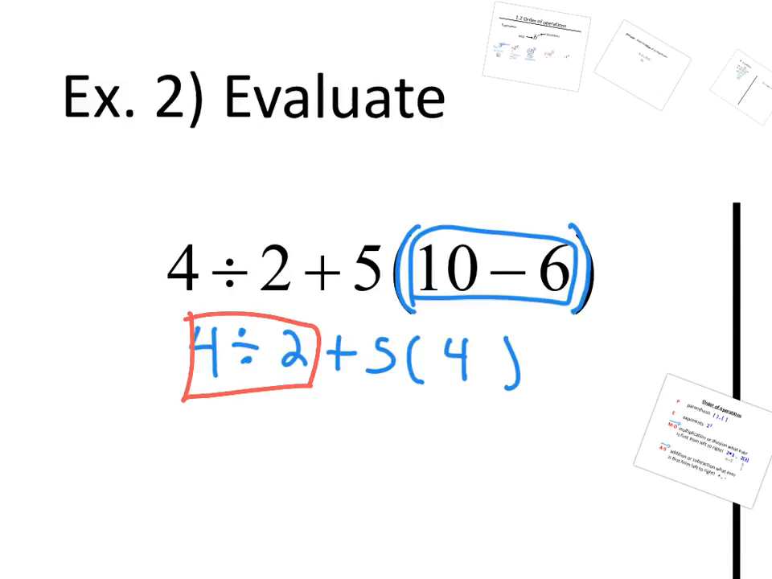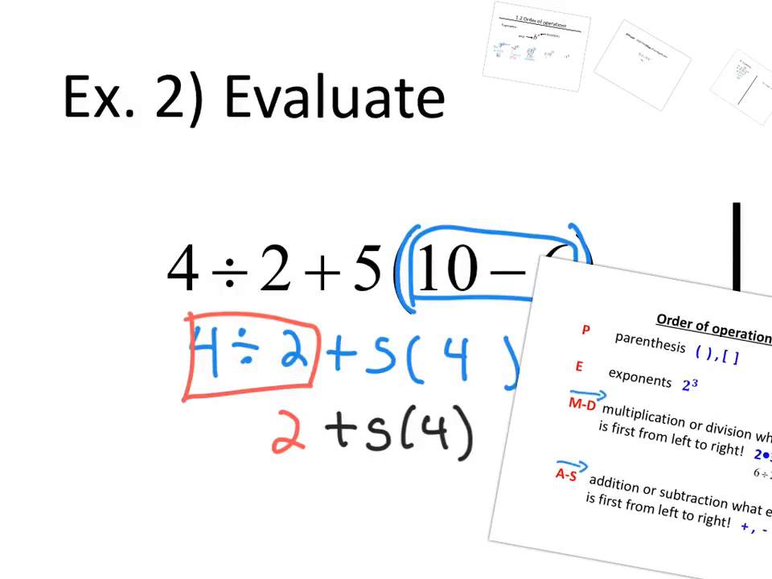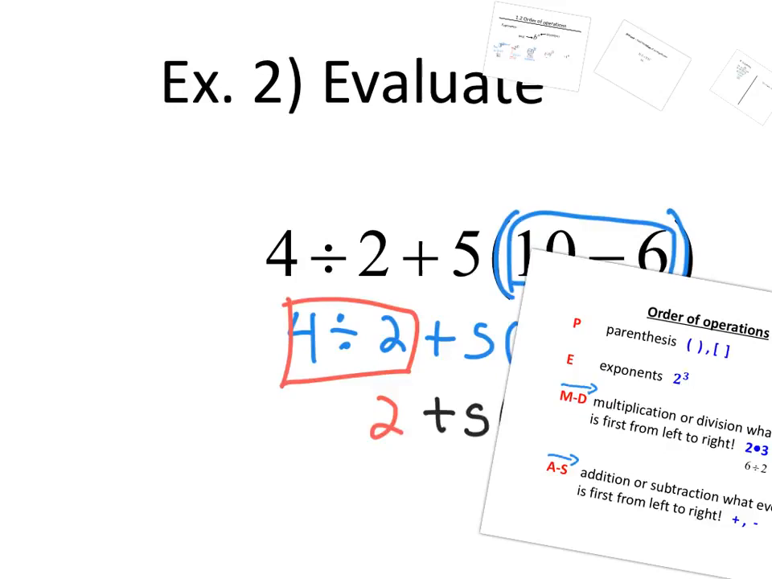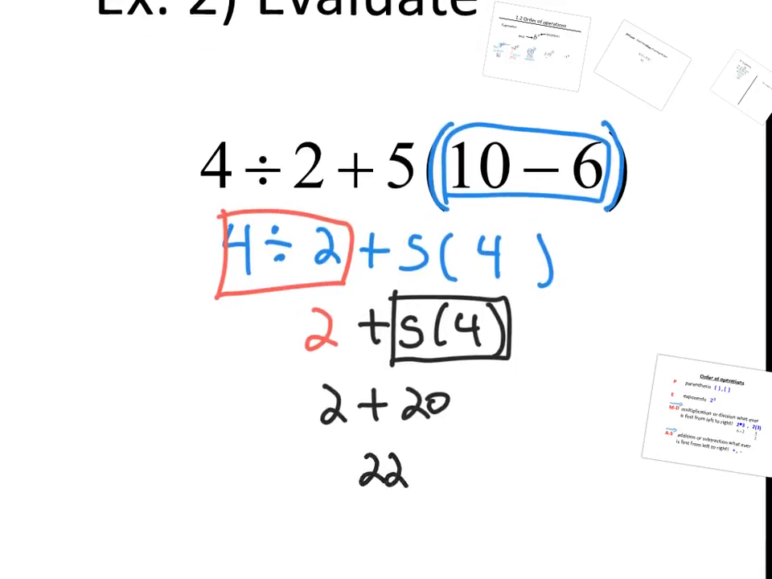So 4 divided by 2, 2. You guys bring down the plus, there's the 5 times the 4. Now we do have addition and we have multiplication, 5 times 4. So once again, PEMDAS, multiplication is before addition. And you guys can see the M before the A when you go down PEMDAS. So I'm going to multiply 5 times 4. I bring down the 2, the plus 20. 5 times 4 is 20. And we get 22 as the answer.